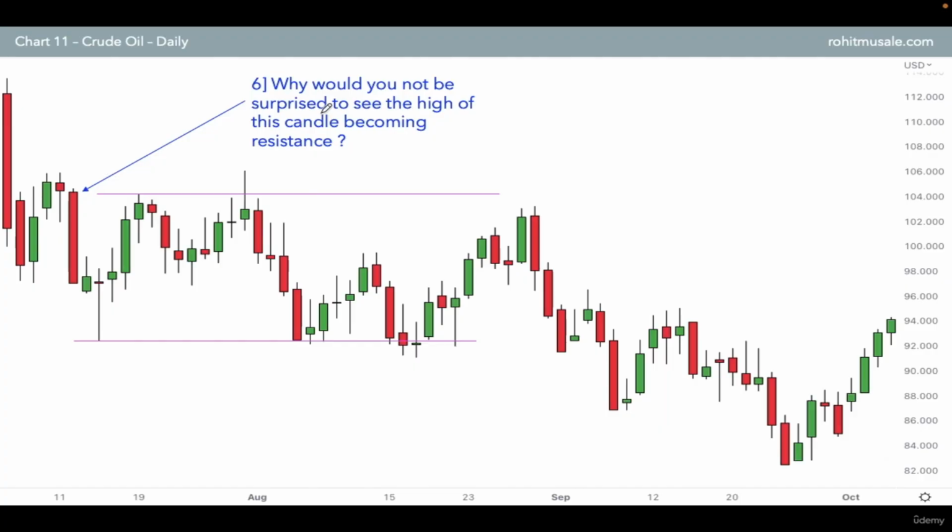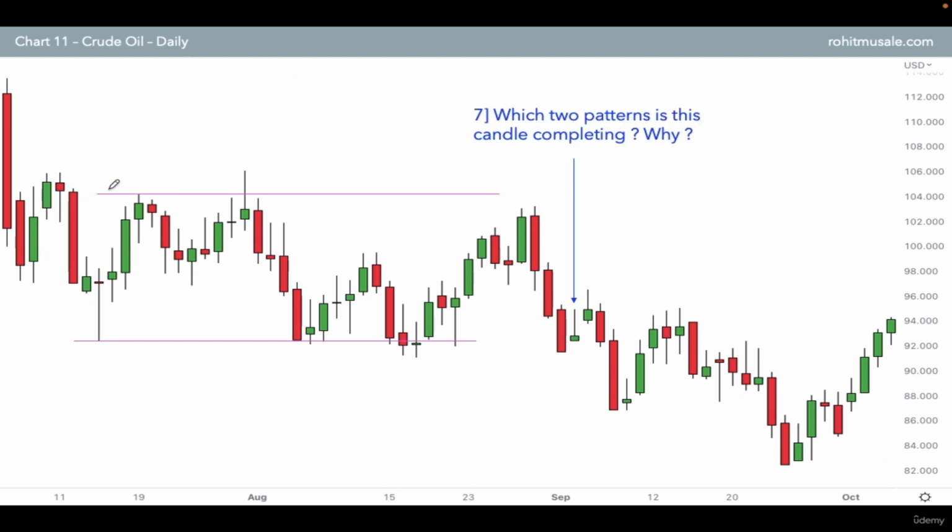Number 6, why would you not be surprised to see the high of this candle becoming resistance? So if you look at this red candle, it opens near the high and closes at the low, right? So that satisfies our criteria for a long black or red candle. So when that happens, the high of that candle becomes potential resistance. That is the reason why.